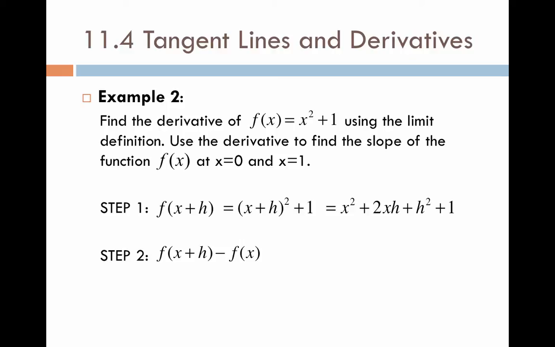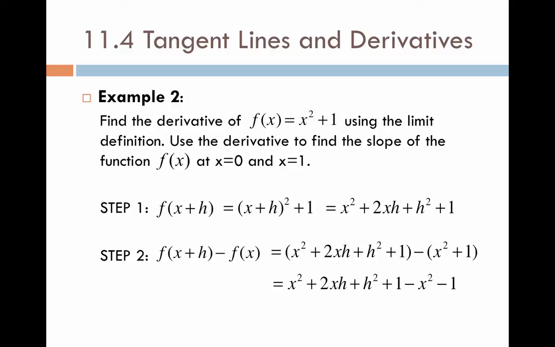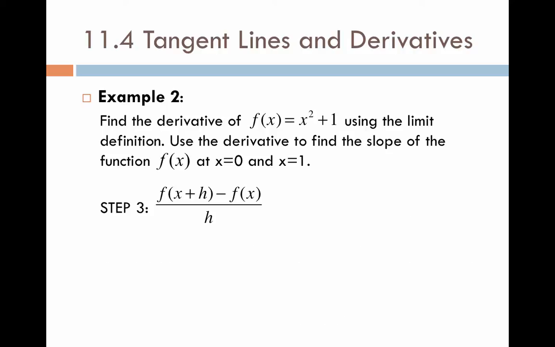Step 2, I have to subtract f of x from the answer I got in step 1. So this is what I'm trying to find. I distribute that negative through. This is what I get. And then canceling and combining terms, it simplifies to 2xh plus h squared. Step 3. Now I'm going to divide the answer I got from step 2 by h. Notice how there's an h in each term in the numerator.